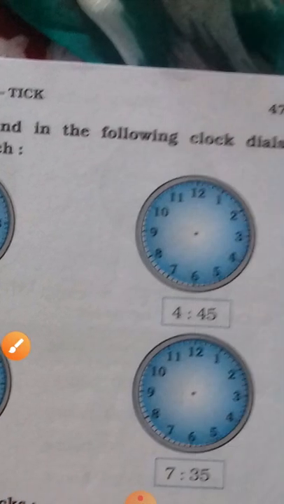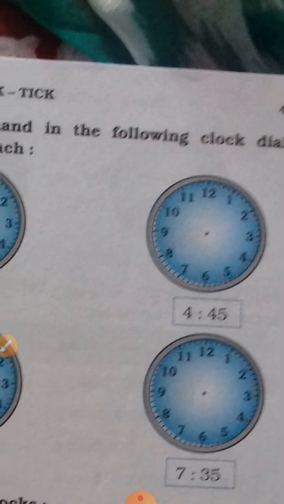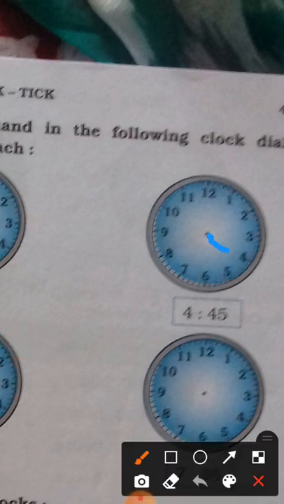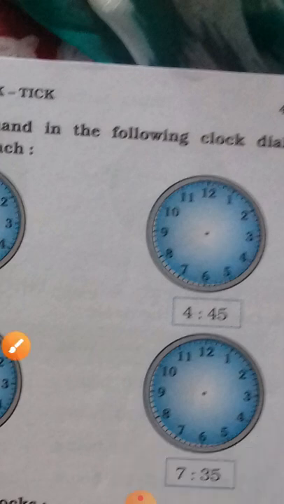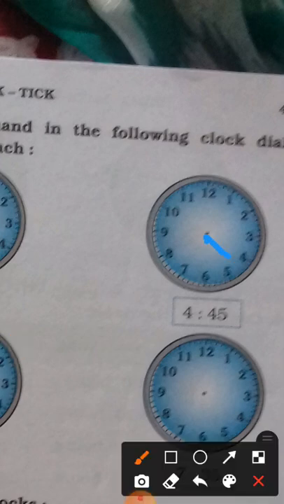Then 4 o'clock and 45 minutes. So after 4 o'clock 45 minutes passed means the hour hand does not remain only on 4. It comes between 4 and 5. So the hour hand we have to show between 4 and 5. Okay. See this way. And the minute hand, 45 minutes, we have to show. So 5 9s are 45, means the minute hand should be on 9.